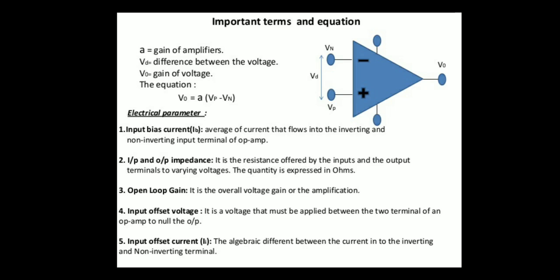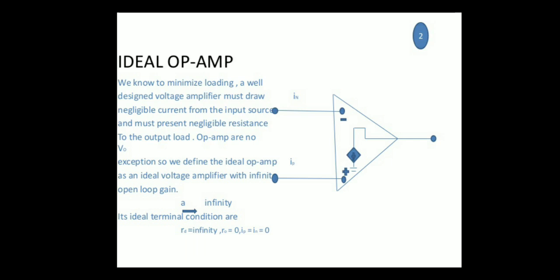Input offset voltage is the voltage that must be applied between the two terminals of an op amp to null the output. Input offset current is the algebraic difference between the currents into the inverting and the non-inverting terminals.